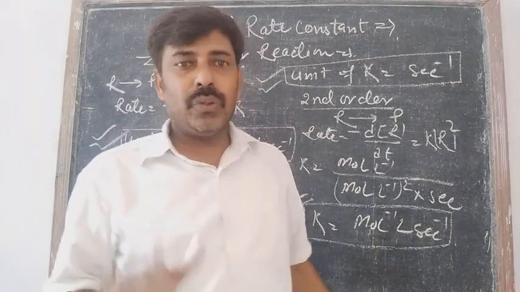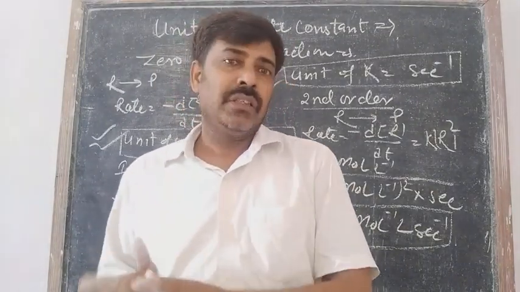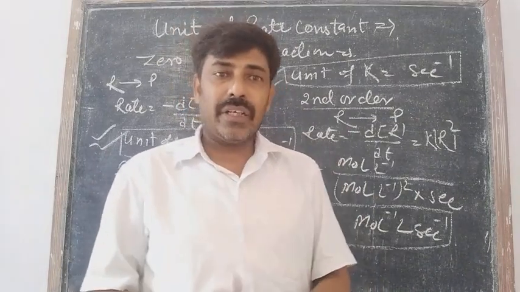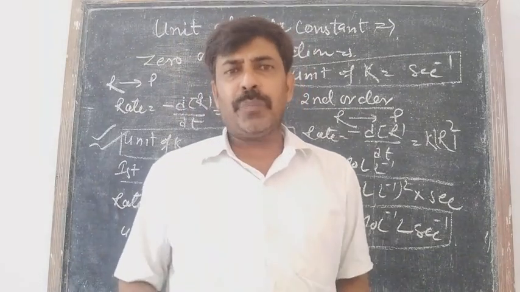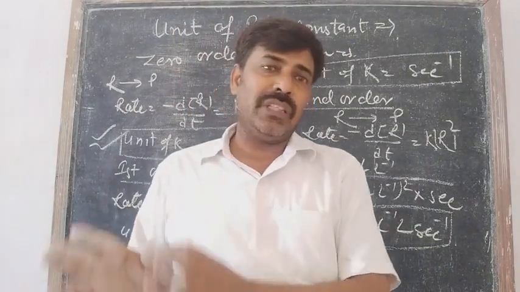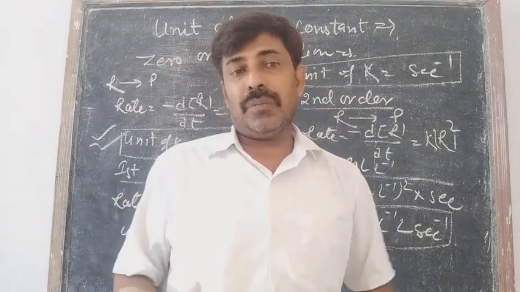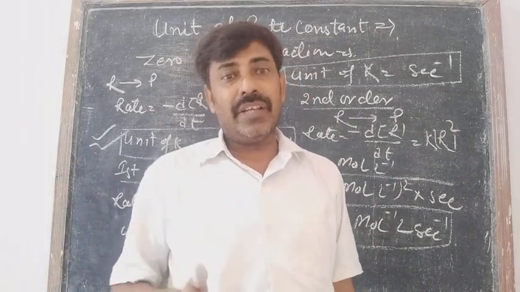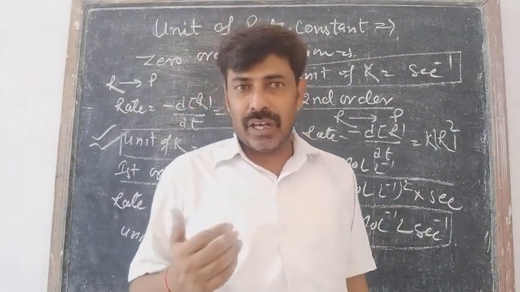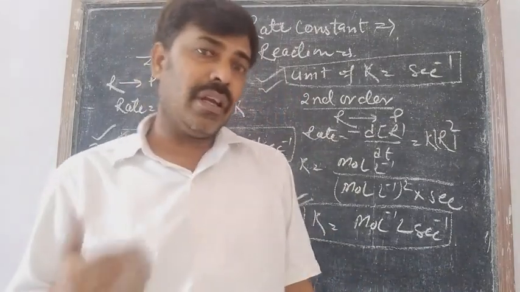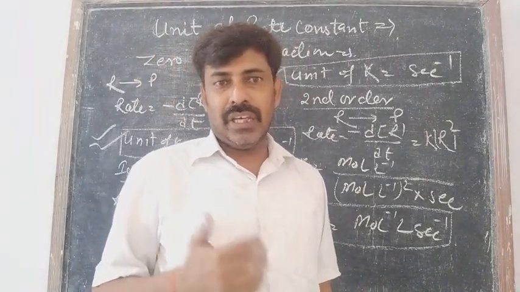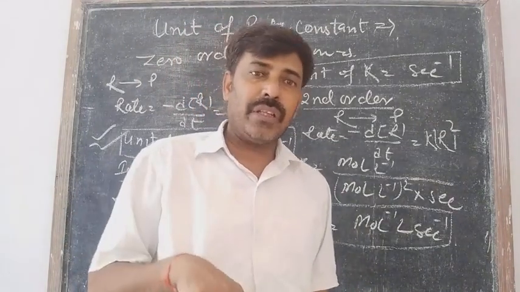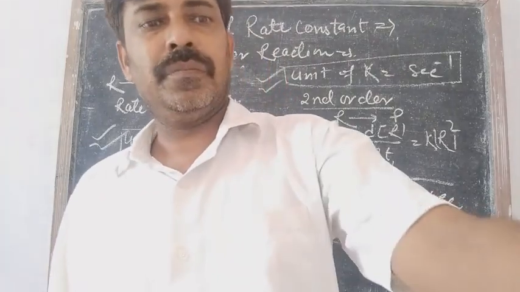Zero order reactions are those reactions for which the rate is independent of the concentration of the reactant. Whether the reactant concentration is higher or lower doesn't matter. The reaction will proceed at the same rate. That means the concentration of the reactant doesn't matter in these reactions, and the rate remains constant. Then we will see the integral rate equation for the first order reaction. Here we will derive it, and we will also see the equation for the half-life period of the reaction.